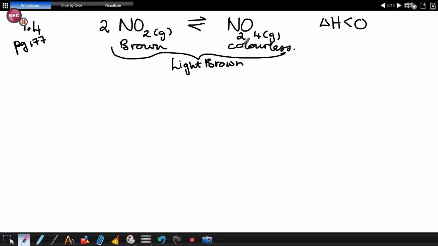So basically flask 2 would look like flask 1. They've taken flask 1 and they placed it into hot water, and then they took the flask and they placed it into ice. So the first one is 1.4, the first situation, so flask 2. Flask 2. What did they do to temperature? They increased.